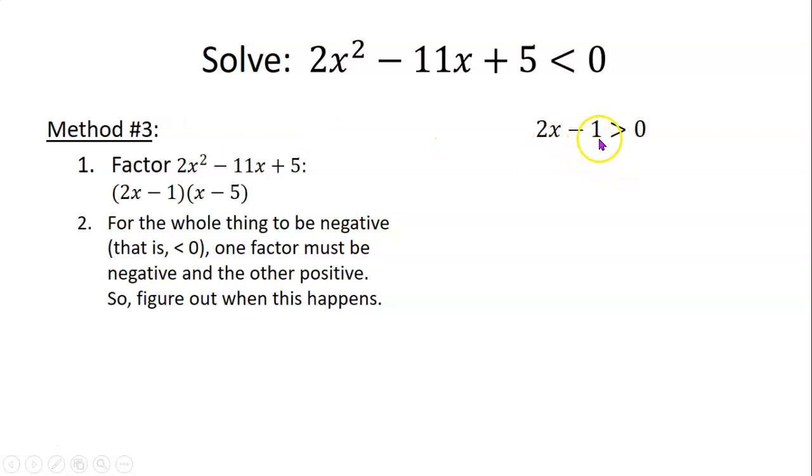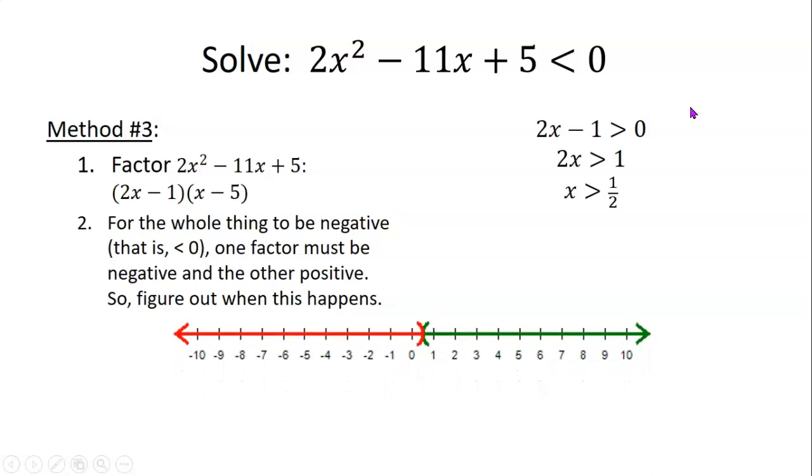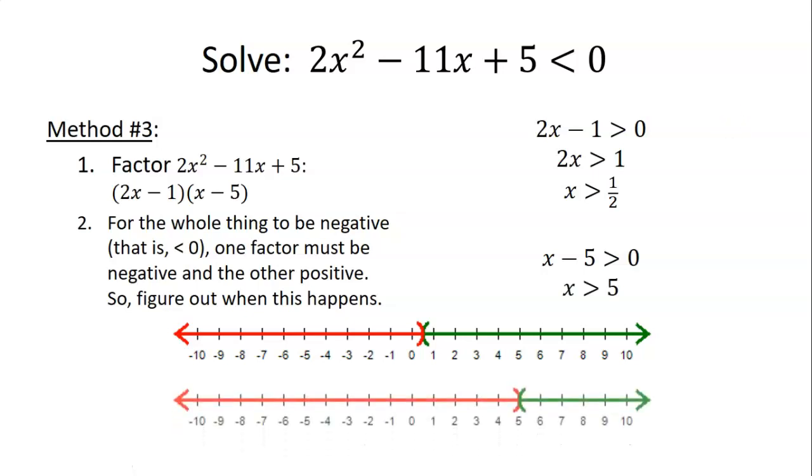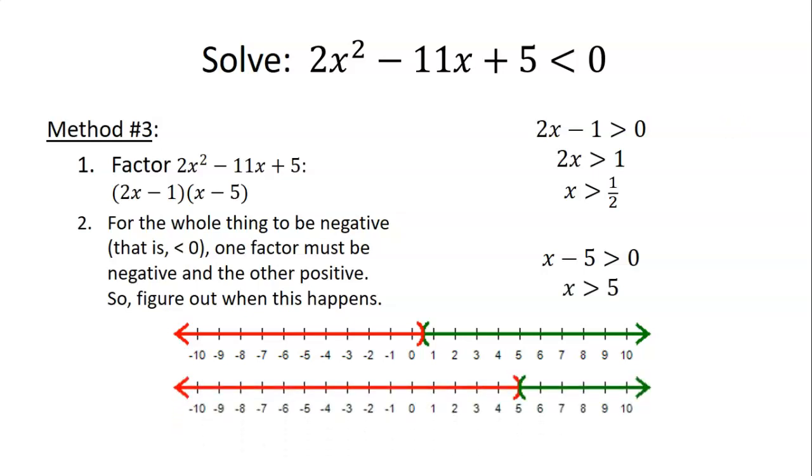So let's see when that happens. When is 2x minus 1 positive? When is it greater than 0? Well, that would be when 2x is greater than 1, so x is greater than 1/2. So when x is greater than 1/2, the first factor is positive. When x is less than 1/2, that first factor is negative. Now what about the second factor, x minus 5? That would be positive, that is greater than 0, when x is greater than 5. And it would be negative when x is less than 5.